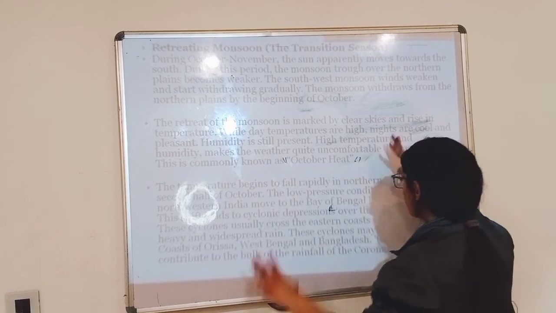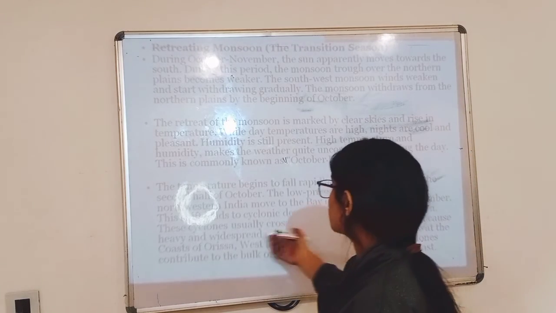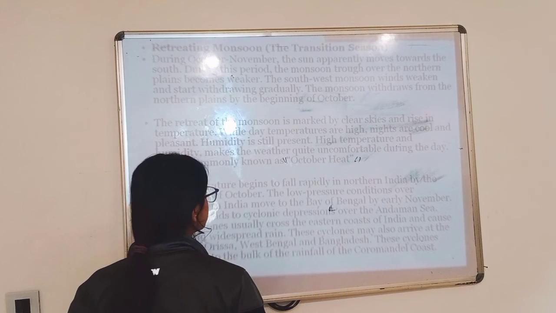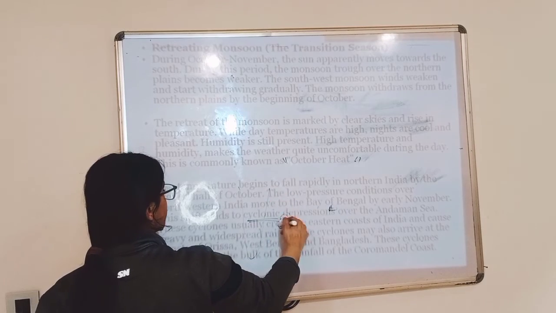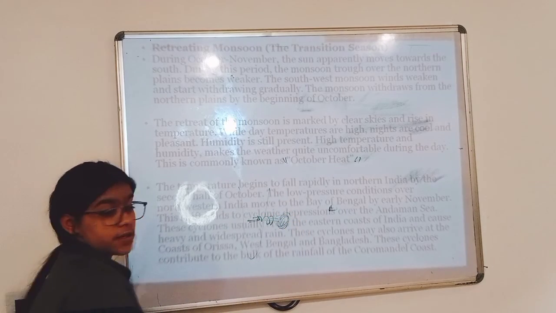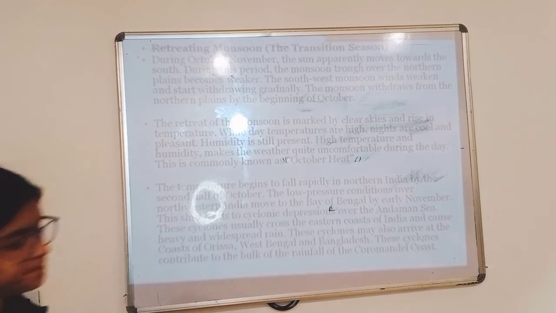The temperature begins to fall rapidly in southern India by the second half. The low pressure conditions over the northwestern plains move to the Bay of Bengal by November, and it leads to cyclonic disturbances. अभी बताया था ना, यहाँ पे Coriolis force की वजह से cyclonic disturbances आ जाते हैं. ये ठीक है, मैंने आपको explain करा.